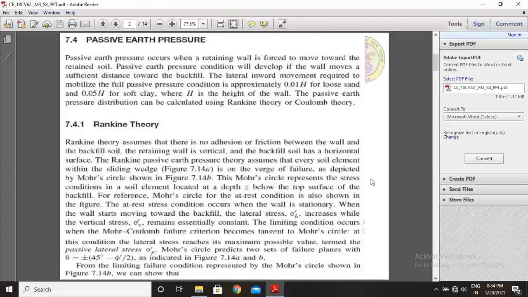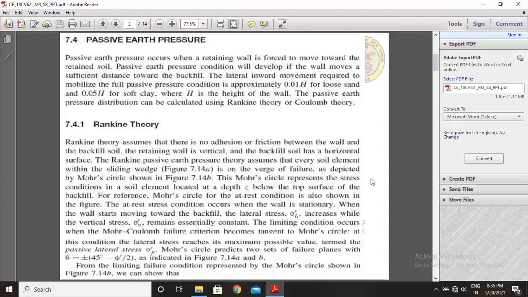The lateral inward movement required to mobilize the full passive pressure condition is approximately 0.01 times H for loose sand and 0.05 times H for soft clay, where H is the height of the wall. The passive earth pressure distribution can be calculated using Rankine's theory or Coulomb theory.